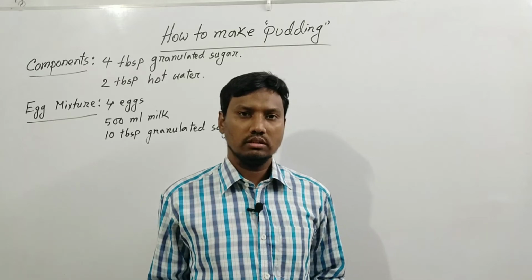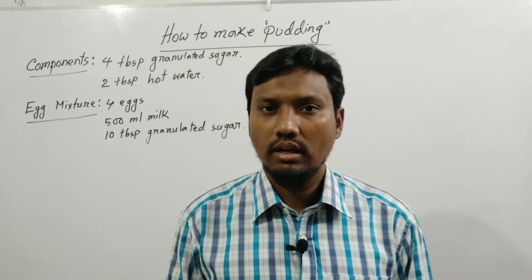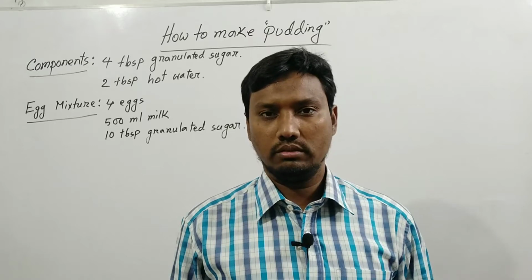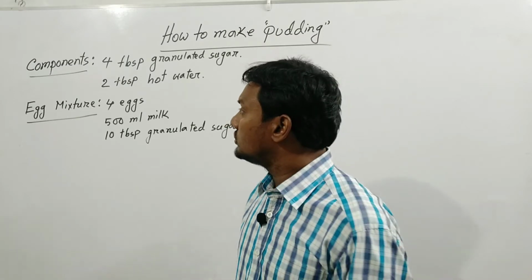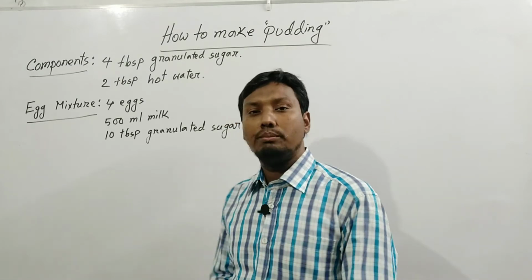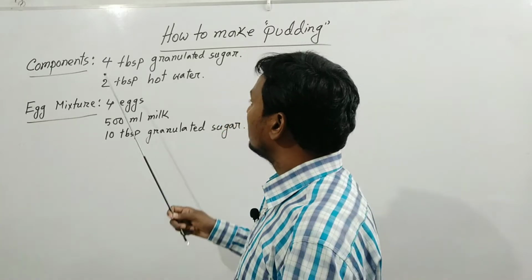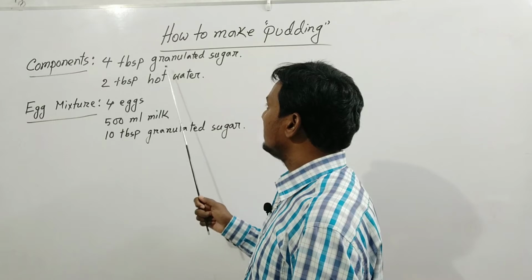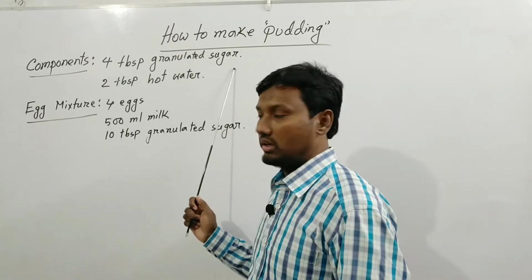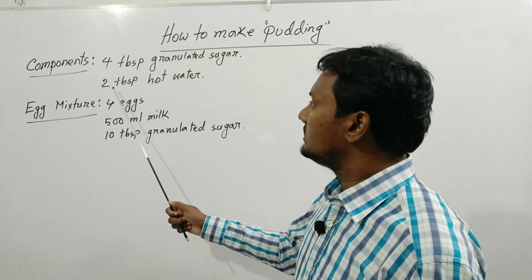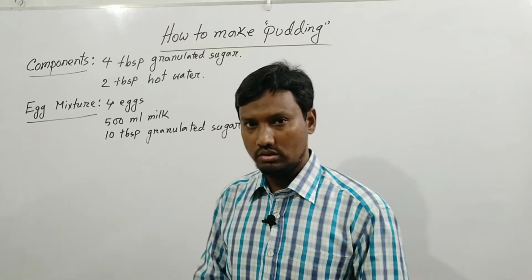Dear my students, now I will discuss how to make pudding. First of all, we should learn about the components of pudding. The components are 4 TBSP granulated sugar and 2 TBSP hot water.